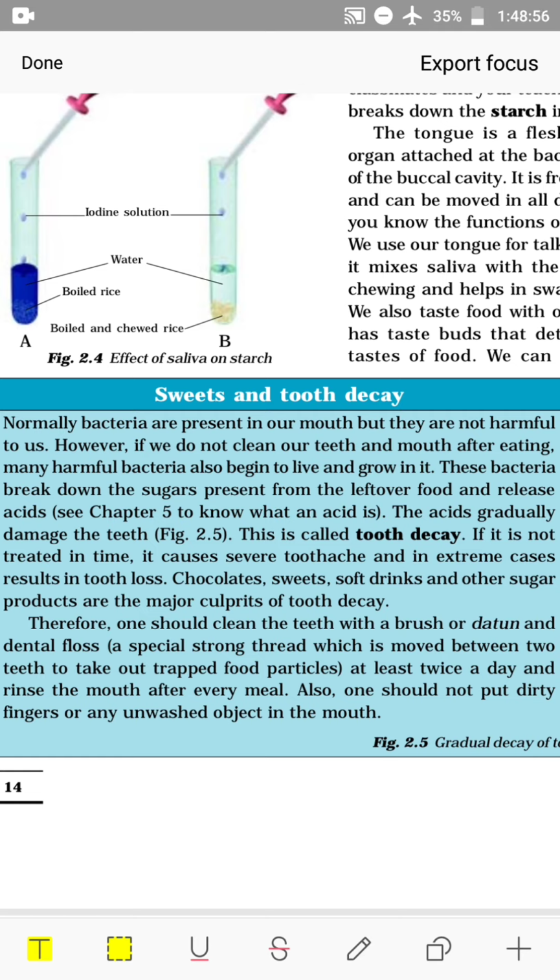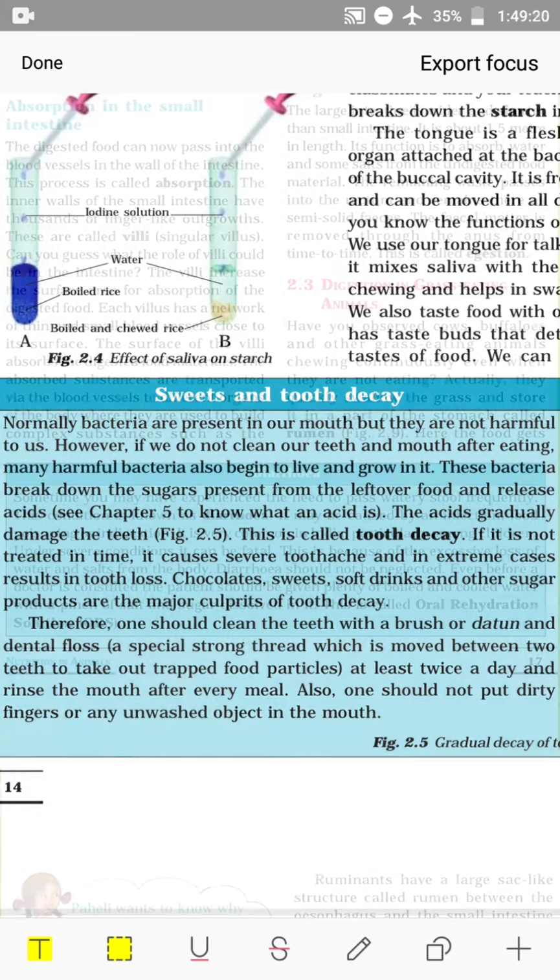Chocolates, sweets, soft drinks and other sugar products are major culprits of tooth decay. But it can be prevented very easily if we brush our teeth regularly and clean them. So at least twice a day and rinse the mouth after every meal, we can prevent this. Also, we should not put our dirty fingers or any unwashed objects in the mouth.